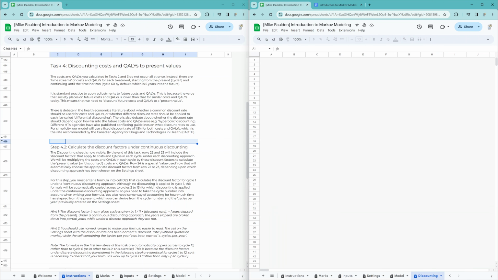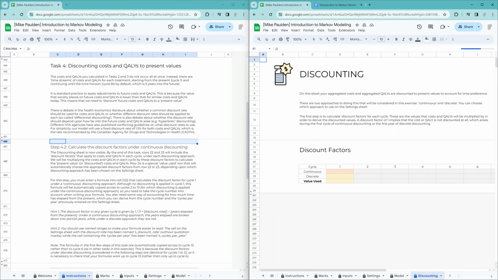And you'll see that there's a new tab, discounting, that has appeared. So on the discounting sheet, we're going to take those costs and those qualies that we calculated in tasks 2 and 3, and we're going to apply discounting to those. And one way to make our lives easier is to first calculate what we call the discount factors. Now, discount factors are just a number that you calculate for each cycle, and you multiply the costs and the qualies by that number in order to get the discounted costs and qualies.